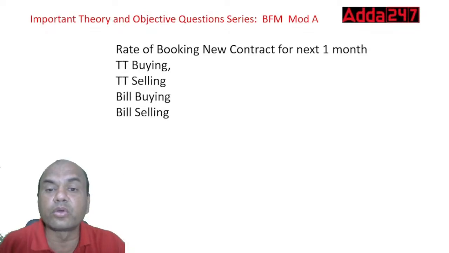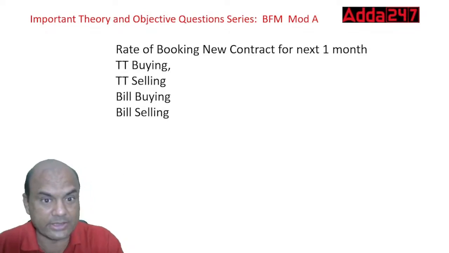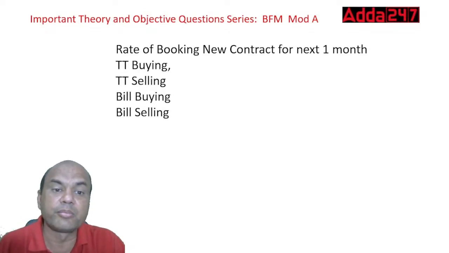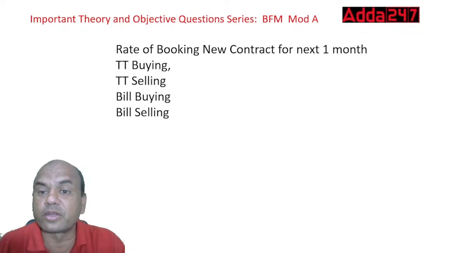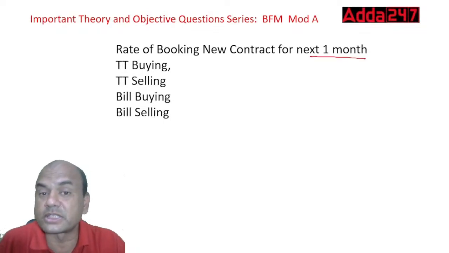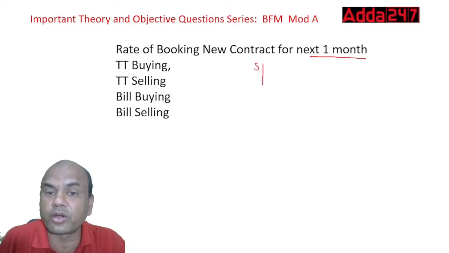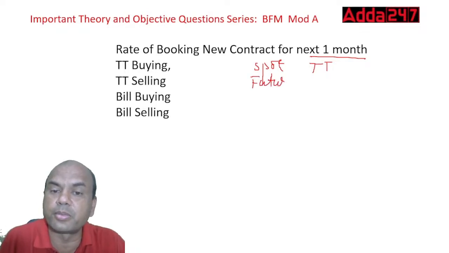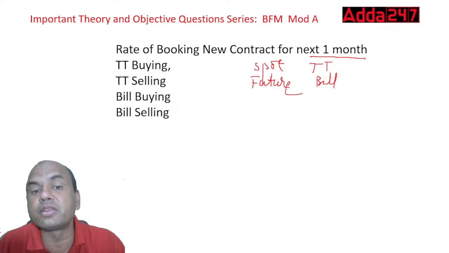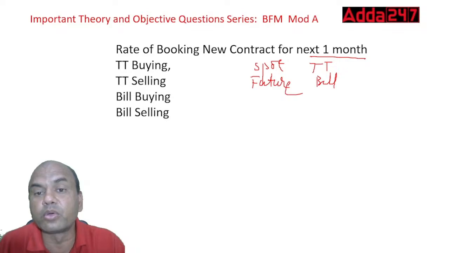Rate of booking a new contract for next 1 month is TT buying, TT selling, bill buying, bill selling. Here, next 1 month I want. So just now I told you, spot transaction will always be done at TT, whereas future transaction will always be done at bill. Okay. So it will be done at a bill rate. But bill means what? Booking new contract for 1 month.